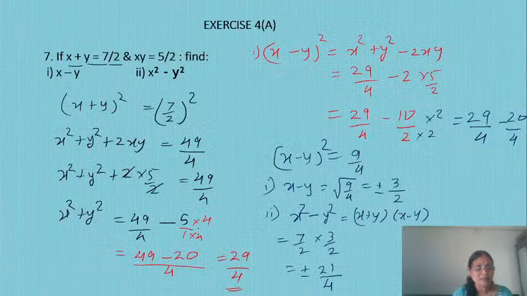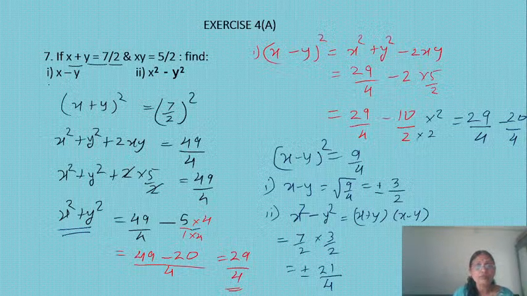So we take the LCM here, right? We have to subtract the fractions, and for that the denominator has to be the same. So 4 and 1, the LCM is 4. So we multiply by 4 to the numerator and denominator. 5 fours are 20. Then we write the denominator once. So 49 minus 20 upon 4. 49 minus 20 is 29 upon 4, which is the value of x square plus y square.